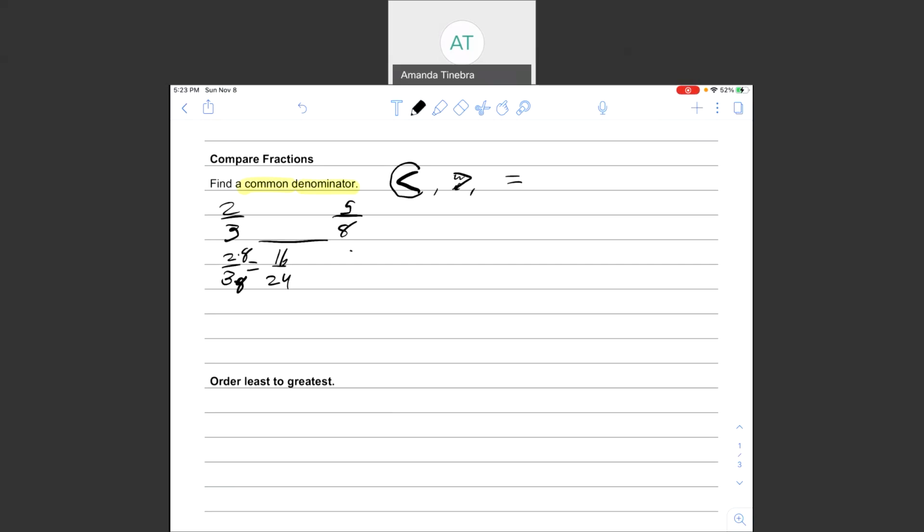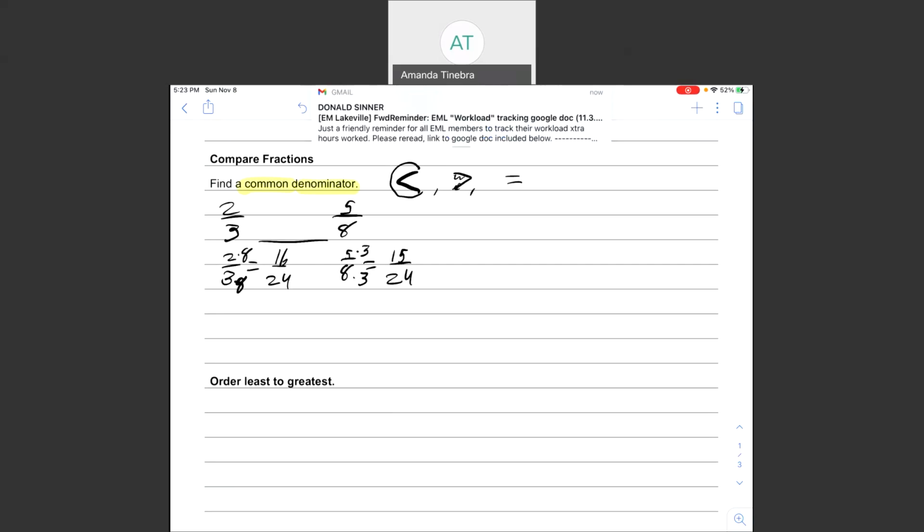For 5/8 then, well, 8 times 3 is 24. So I have to do the same on the top. 5 times 3 is 15. So 5/8 is the same as 15/24. 16/24 is clearly bigger than 15/24. So that means that my larger side goes that way. Okay?